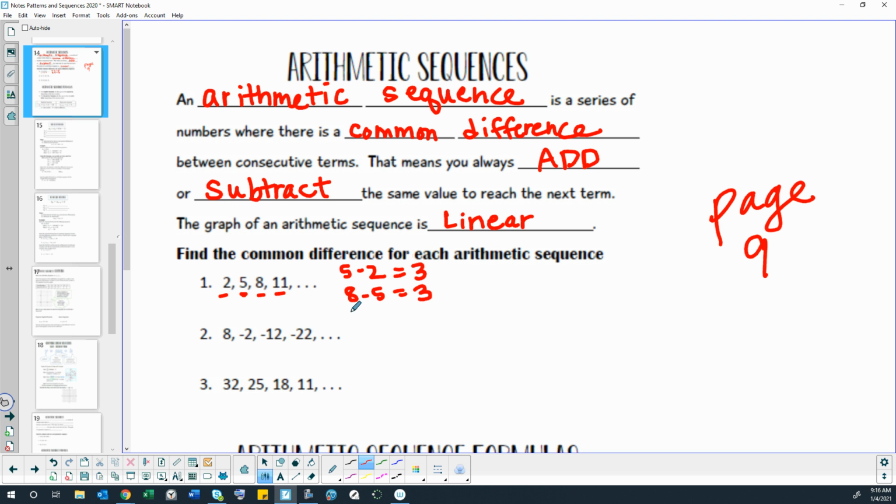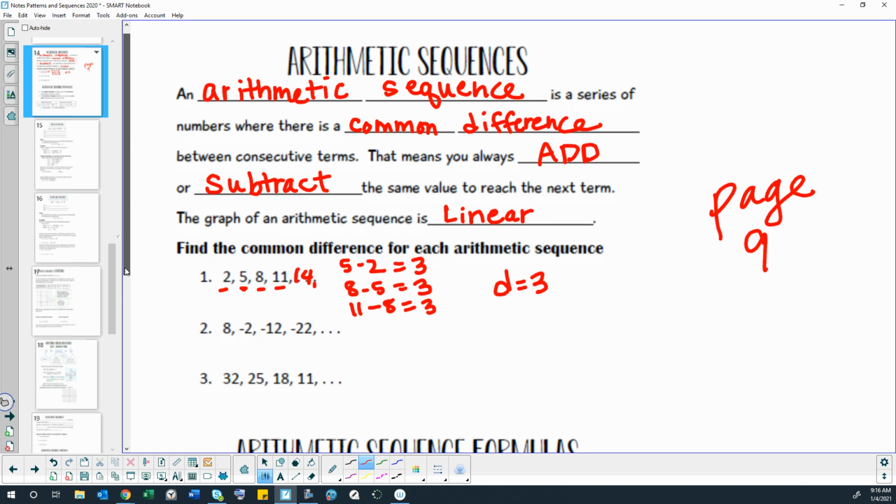Now I'm going to do 11, subtract the previous term of 8, and that gives me a common difference of 3. Did I get the same number each time? Yeah, so the common difference, we're going to call it D for common difference, is 3. And that's because 2 plus 3 is 5, and 5 plus 3 is 8, and 8 plus 3 is 11. So what would the next number be? 14 would be the next number, right? And it would keep going up from there.